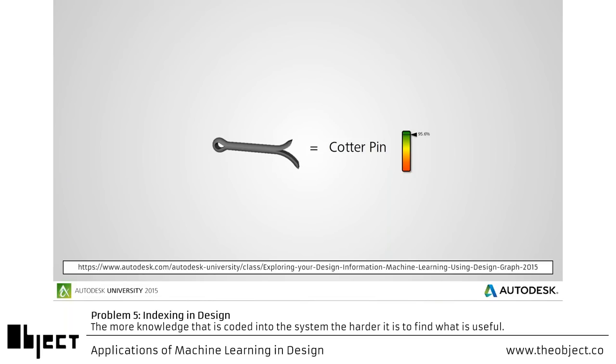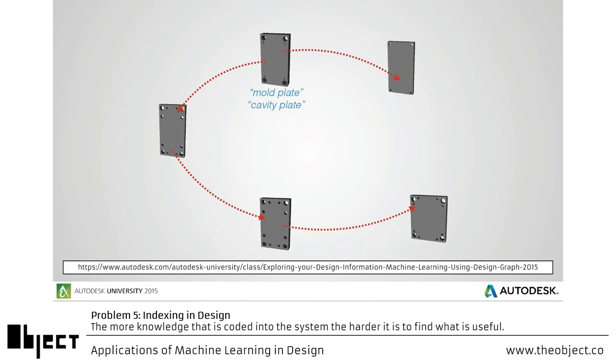And the problem number five, indexing in design, is quite well explored by Autodesk with their design graph. The first step the guys took was to create a neural network which can recognize types of geometries based on their shape. Once you have a neural network which can put a name on every part, you can link the parts together. You can use the neural network to tell you how similar an item is to a screw, or a spring, or whatever geometry you can think about.